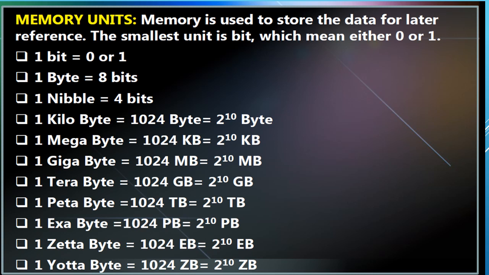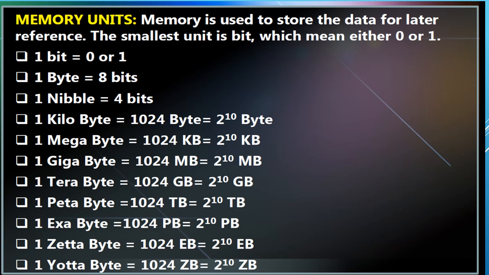Next, 1 nibble is equal to 4 bits. 1 kilobyte is equal to 1024 bytes, or we can write it as 2 raised to 10 bytes. Next, 1 megabyte is equal to 1024 kilobytes, or 2 raised to 10 kilobytes. Next, 1 gigabyte is equal to 1024 megabytes, 2 raised to 10 megabytes. 1 terabyte is equal to 1024 gigabytes, or 2 raised to 10 gigabytes.